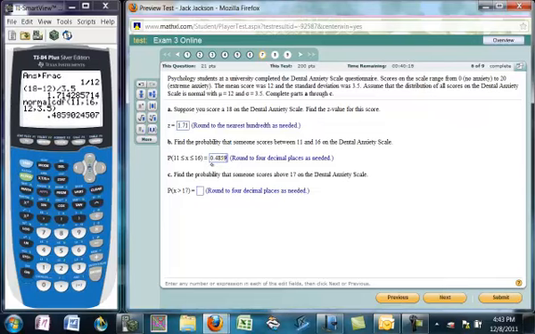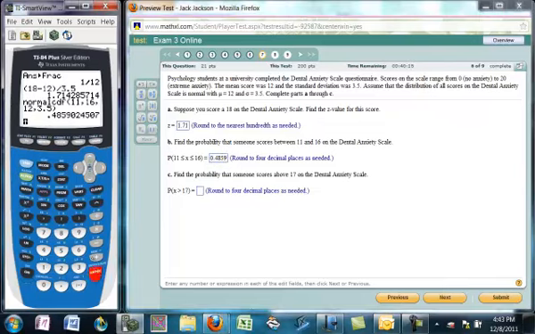Someone scores above 17. Okay, same command. This time we want to go from 17, and we want to go to infinity, instead of 16. Well, what can you put in for infinity? You can put in something really ridiculously large here if you want. Usually 10 standard deviations above the mean is plenty. So 10 times 3.5 is 35, and add that to 12, that's 47. So anything above 47, I'm just going to put 50. Anything 47 and above is going to be plenty good.